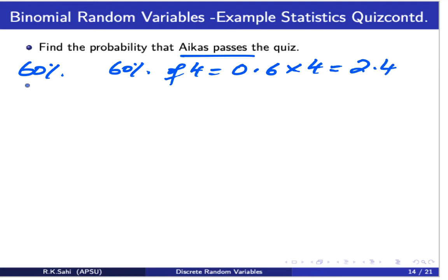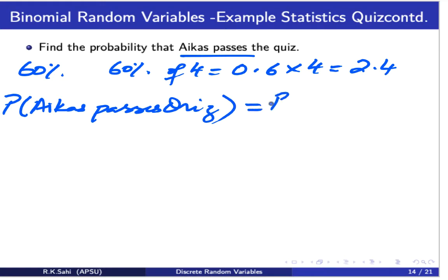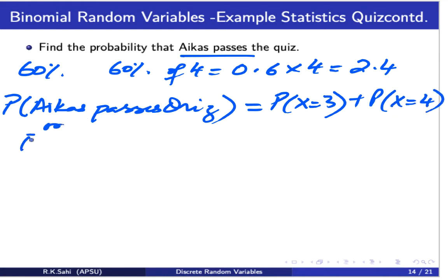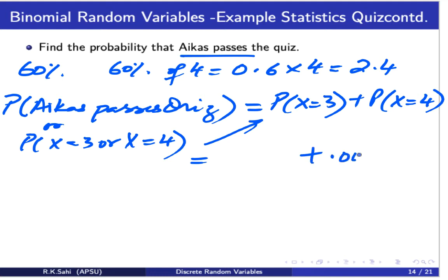So basically, the probability of this event that ACUS passes the quiz simply means either he gets 3 questions right or he gets 4 questions right. That's the only possibility, which basically is this probability: x is 3 or x is 4. Now, x is 4 we've already done in the previous slide, which is 0.0016. Now we want to find x equals 3.